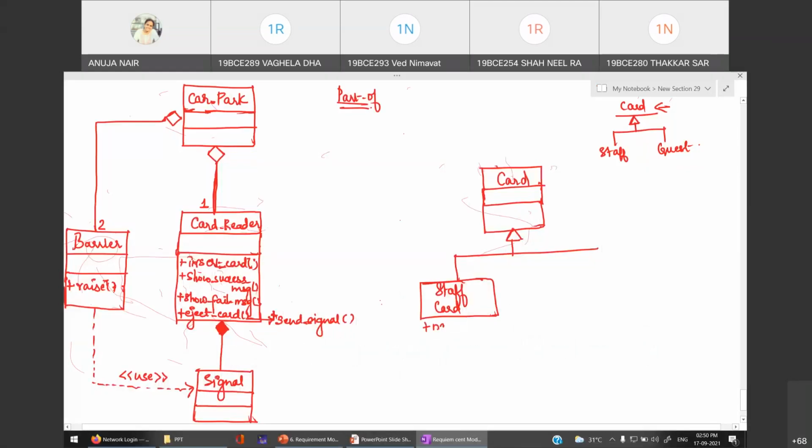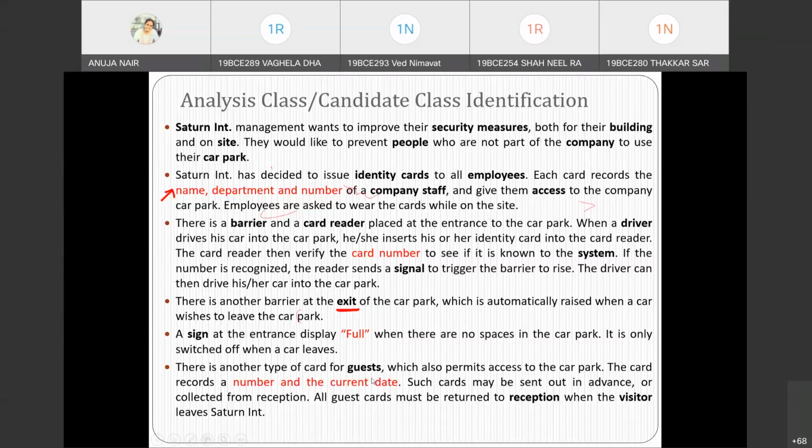So, right, I'll put name, department, and number. Okay? These are the attributes, right? And then let's come to the guest card. Guest card, what is happening? Guest card, how many attributes do I have? Two attributes. Sorry, I have two attributes, number and current date.